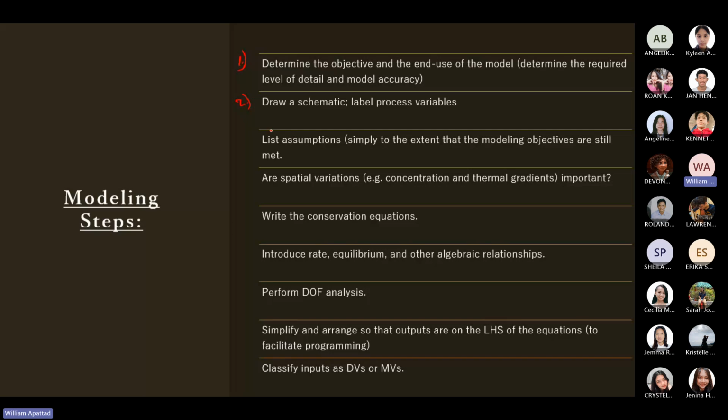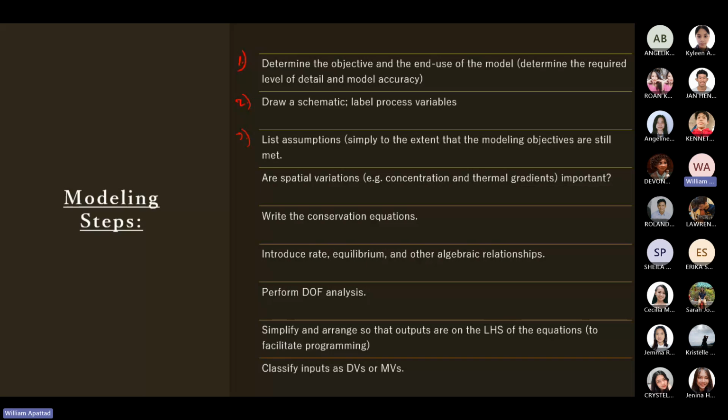So, most likely, na-ready na to dati. Schematic. Number 3, this is important din. We need to list our assumptions. Okay? So, simply to extend the modeling objectives. Okay? If it's still met or not. Of course, you need to limit your assumptions. It must be based on, of course, your control objective.